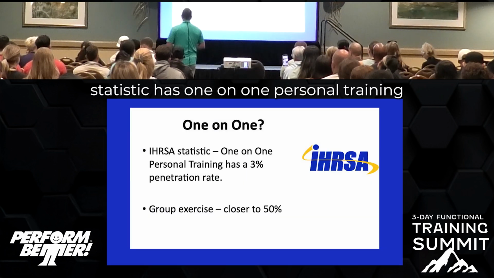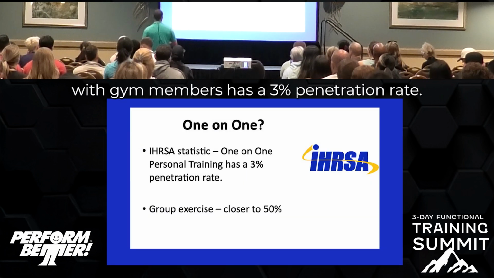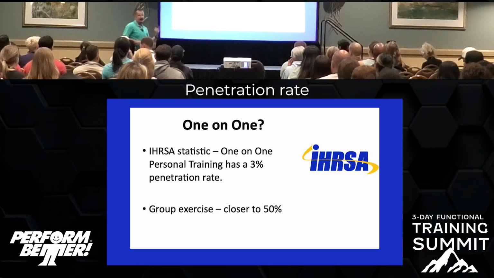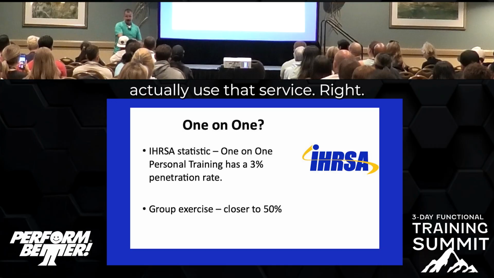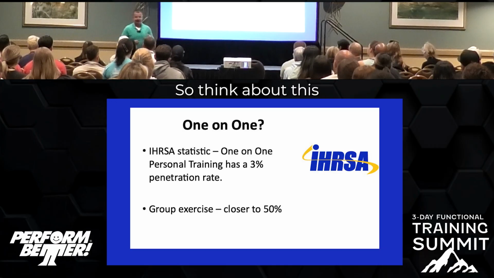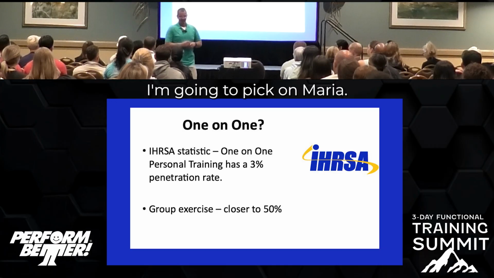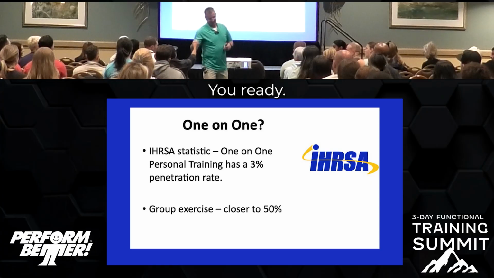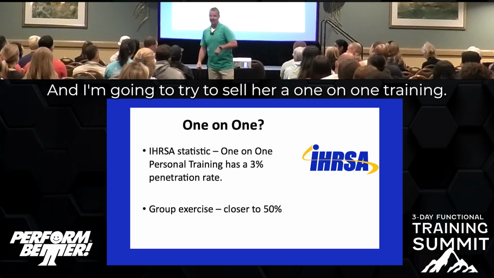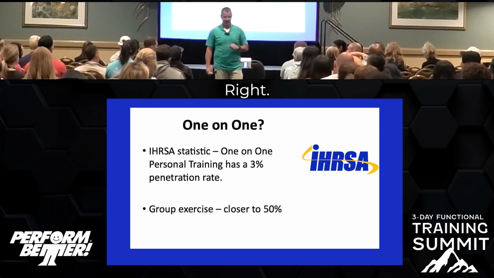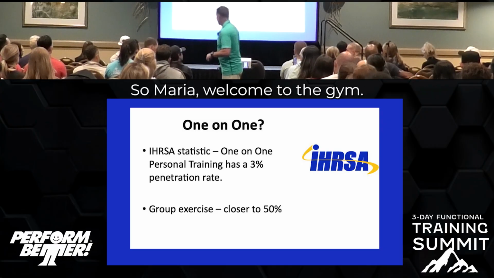An IHRSA statistic says one-on-one personal training with gym members has a 3% penetration rate. Penetration rate means the number of members in the gym who actually use that service. So think about this. I'm going to pick on Maria. Maria decides to join my gym and I'm the salesperson at this gym, and I'm going to try to sell her one-on-one training. So Maria, welcome to the gym.